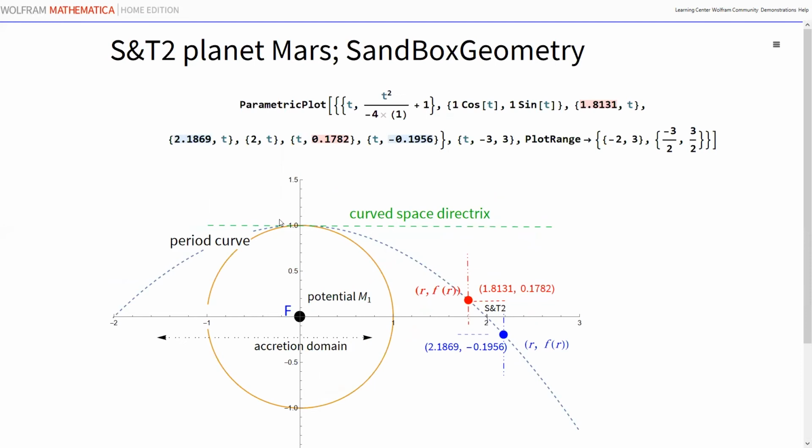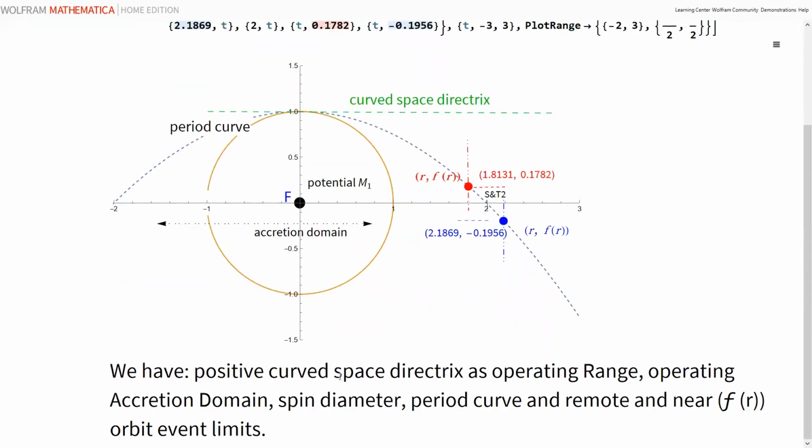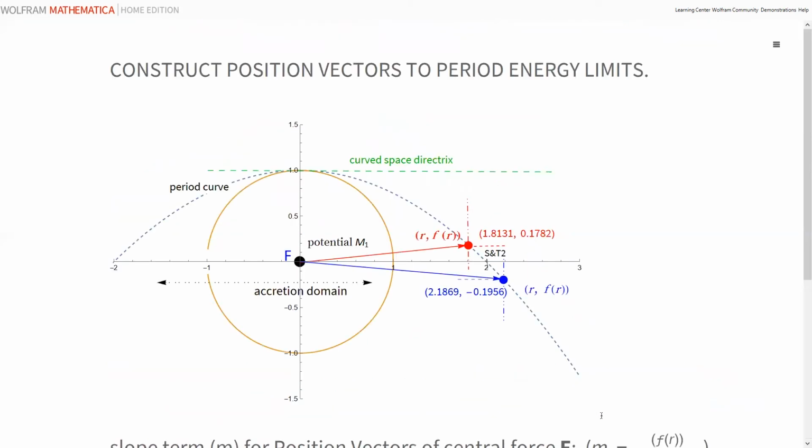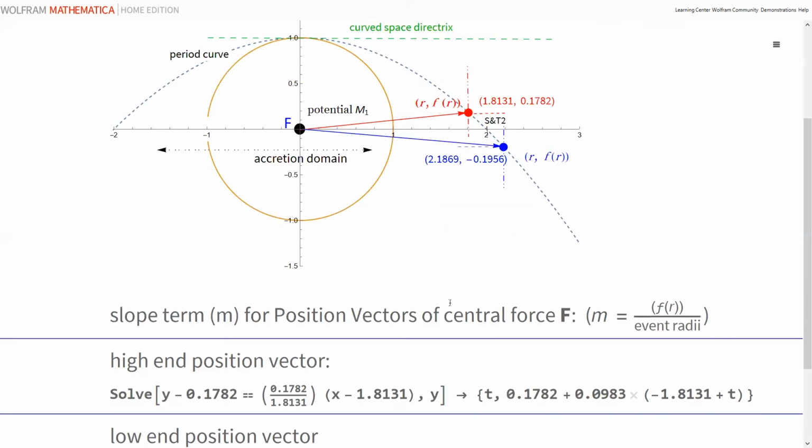For planet Mars, we have a positive curve space directrix as operating range, operating accretion domain, the curve space latus rectum chord. Spin diameter, period curves, and remote and near F of R orbit event limits. Construct the position vectors to period energy limits. In the interest of time, I'm going to do high-end parameters.